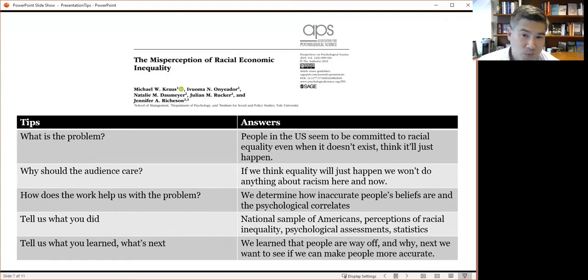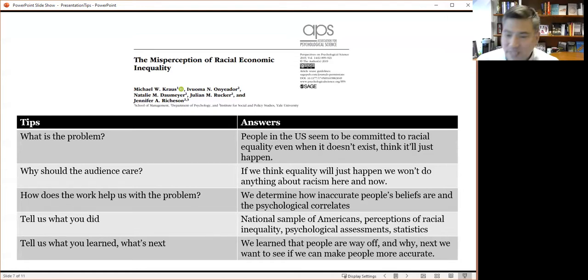What we do in the work is we try to determine how inaccurate people's beliefs are about levels of racial inequality in society and any of the psychological correlates. So what are the things that people believe that predict these tendencies to overestimate progress towards racial equality and current racial equality?